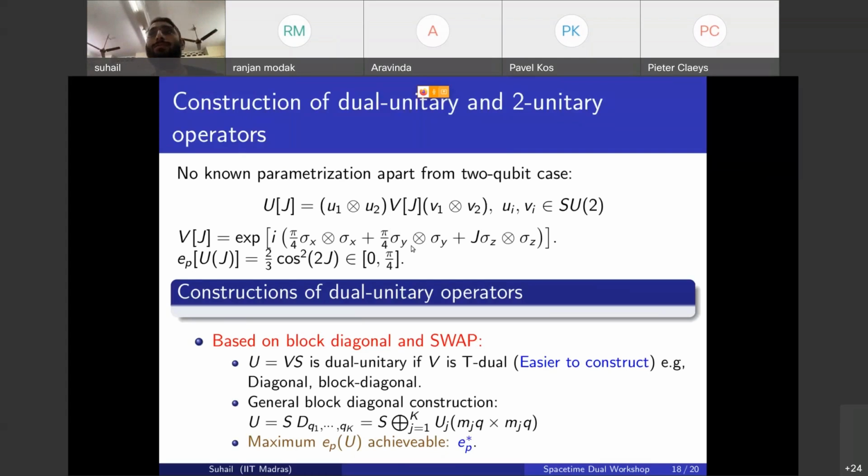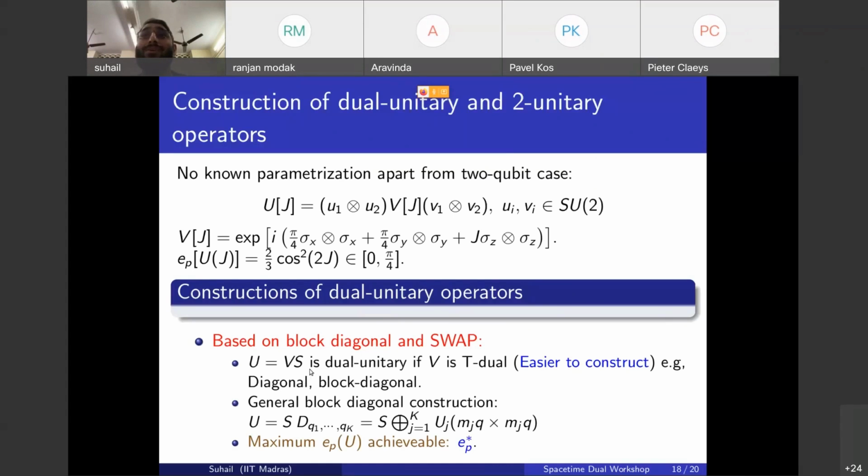Now, if the same kind of parameterization, as Peter and Tomasz were saying yesterday, is applied for q greater than 2, one can indeed construct dual unitary operators. First thing is, any unitary of the form V times S is unitary. If V has the property that it is T dual, that it remains unitary with respect to partial transpose, then under multiplication by swap, it becomes dual unitary. It is easy to see in the EP-GT projection, because if you are on this T dual line, under multiplication by swap you just get on top of this dual line.